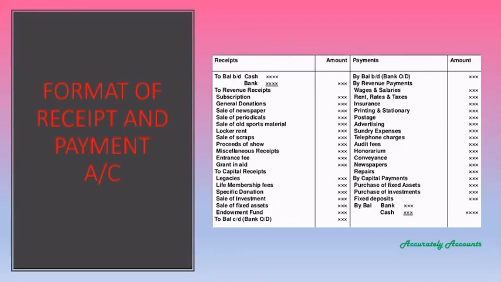newspapers, repairs, etc. And we also take the capital payments like purchase of fixed assets, purchase of investments, fixed deposits, etc. Then we arrive at the closing balance. Generally, the closing balance will be on the payment side. It can be the balance of cash in hand, or it can also be the cash at bank balance.